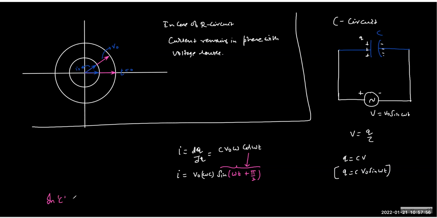In a C circuit, current leads the potential or voltage by pi by 2. Okay.